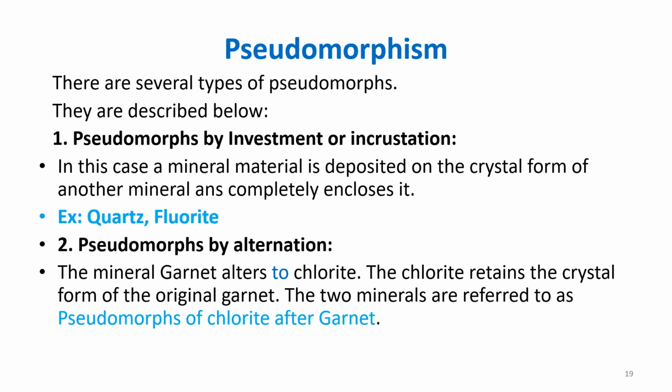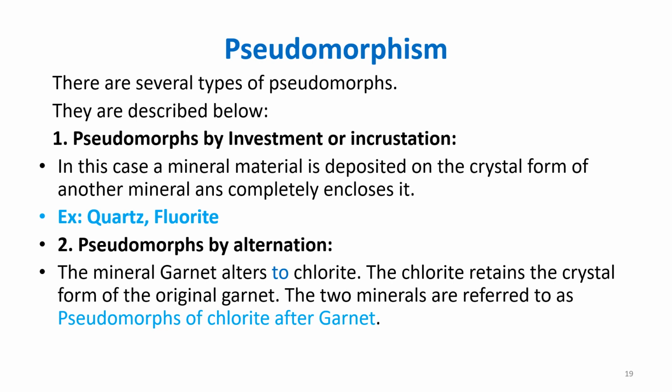And there are several types of pseudomorphs. Number one, pseudomorphs by investment or incrustation. Here a mineral or material is deposited on the crystal form of another mineral and completely encloses it. That means it covers the earlier one. For example, quartz and fluorite are said to be pseudomorphs by incrustation or investment.